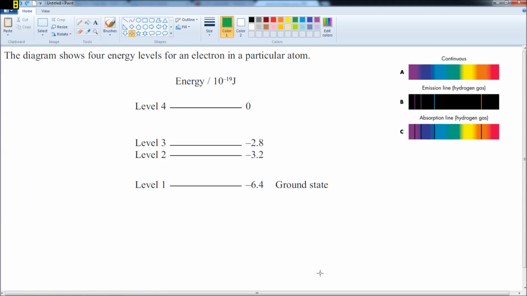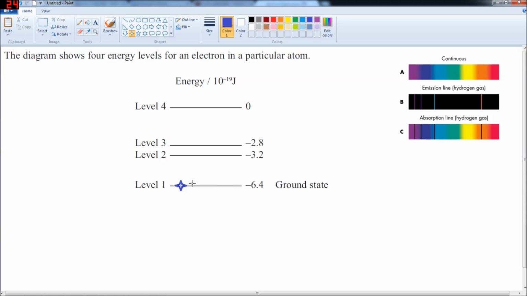So I want to talk to you today about electrons and energy levels in atoms, and just go over the basics of the equations you need to know and the concept behind all this. You might start off with an electron sat down here at energy level 1. Now this scale is at 10 to the minus 19 joules, so this is negative 6.4 times 10 to the minus 19 joules. You don't need to worry too much about that negative sign, it's just there as convention.